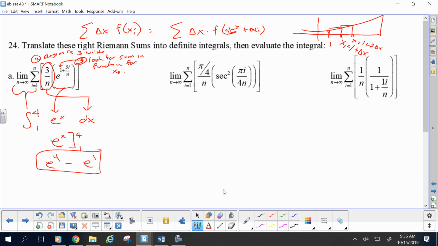So the 3, would that mean like 3 rectangles? The 3 is part of the delta x. This is really the start plus delta x i, right? We said the delta x is 3 over n. And so in 1 plus 3 over n, that 3 is part of how wide the whole region is. That makes sense? Okay, you bet.